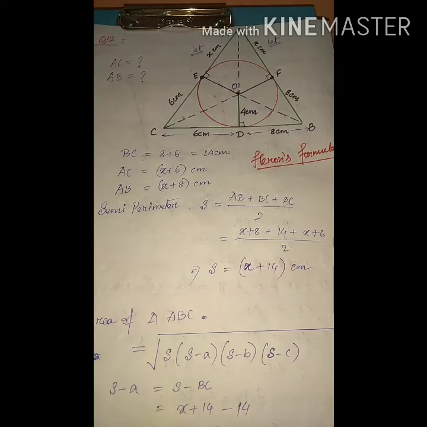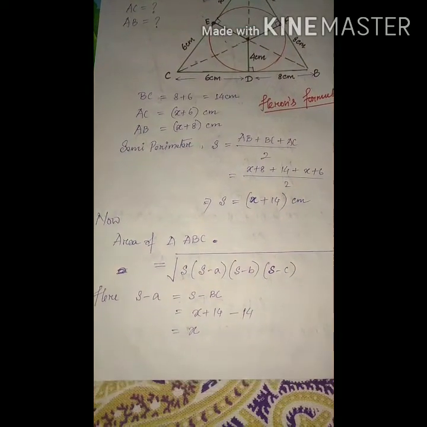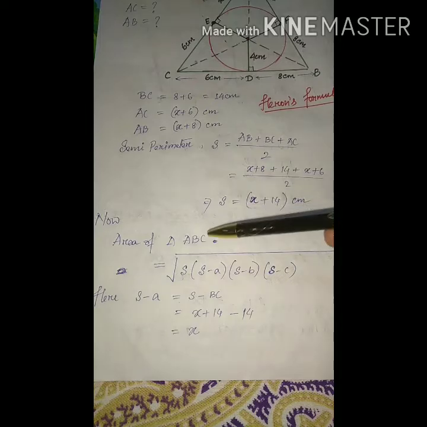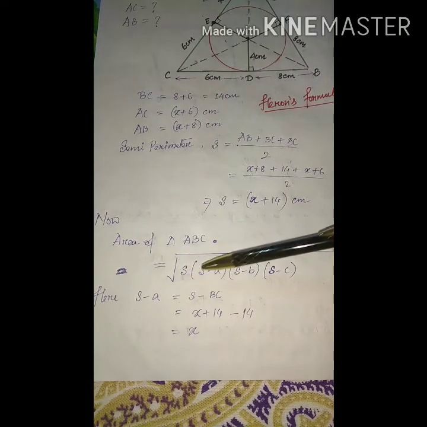In Heron's formula, we need the semi-perimeter, denoted by S. The formula is the sum of all three sides divided by 2. So we write AB plus BC plus AC, divided by 2. If you put in the values and calculate, the semi-perimeter S equals X plus 14 centimeter. Is it clear? Now we have to write down Heron's formula. You see here, this is Heron's formula. Area of triangle ABC equals the square root of S times S minus A, S minus B, S minus C.